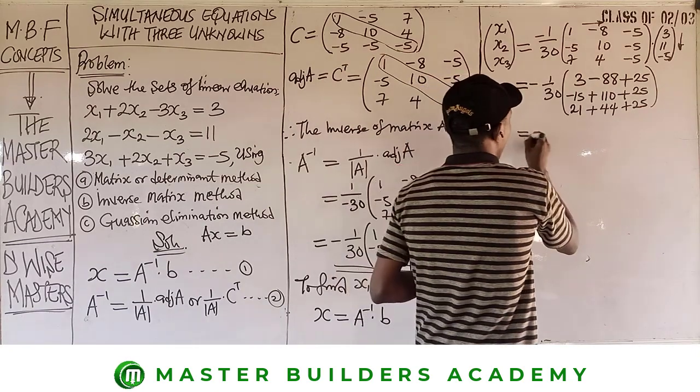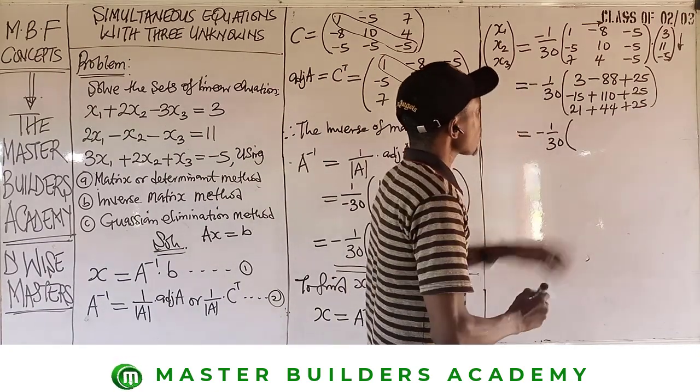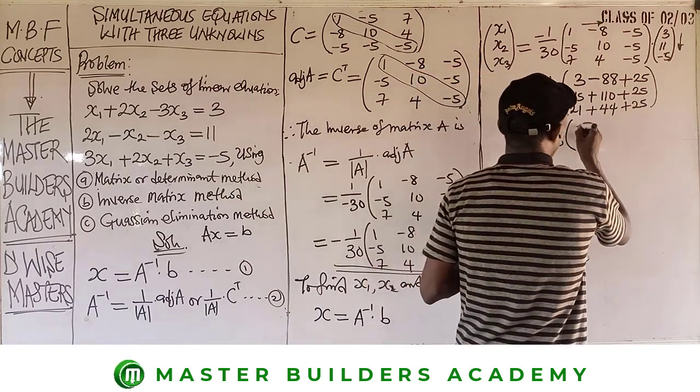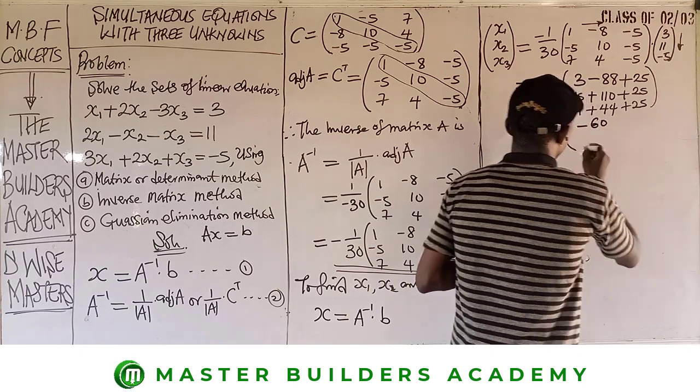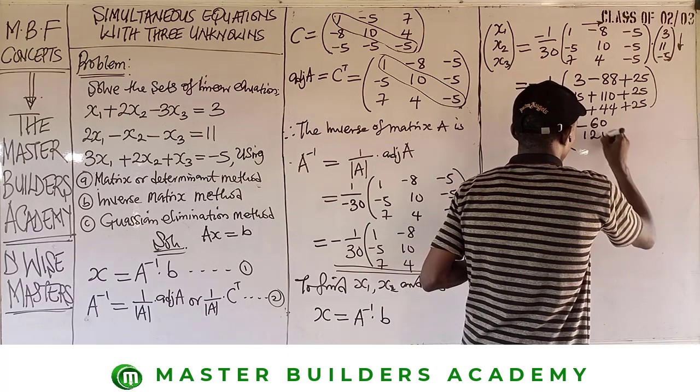All we need to do now is to have this as minus 1 all over 30 into. If we sum up these values together, guys, we will have this as minus 60. And then, if we sum up the values that we have here, this will give us 120.